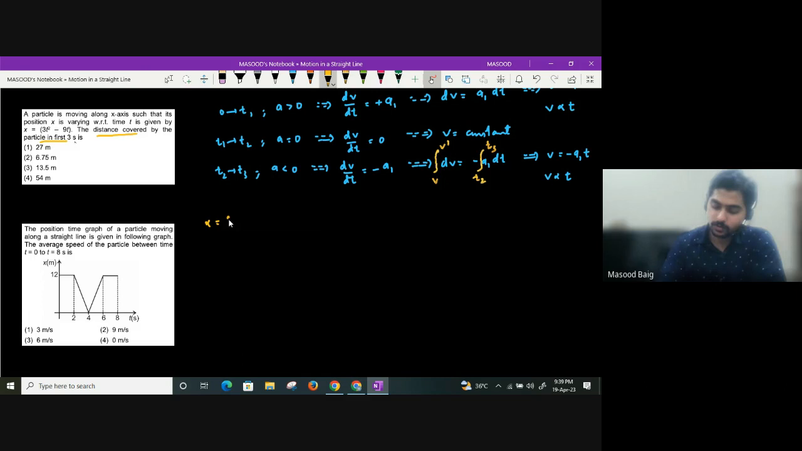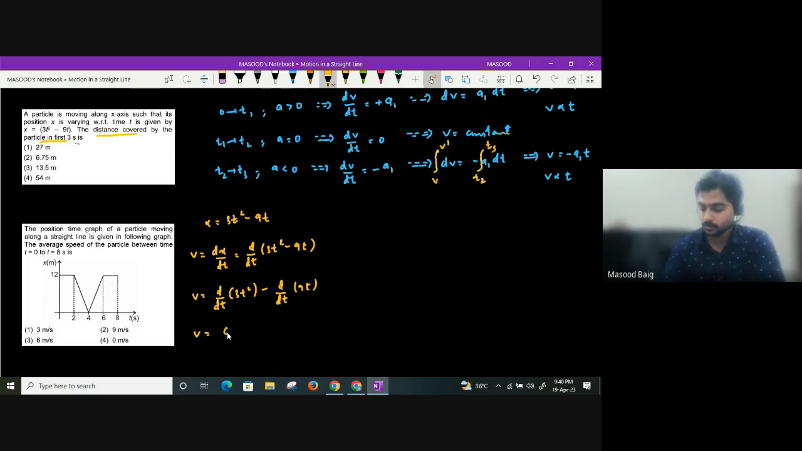X value we got 3t square minus 9t. So what will velocity be? Will it be dx divided by dt? So I can write it as d by dt of 3t square minus 9t. It is derivative in the form u minus v, so I can write it as derivative of u minus derivative of v. 3 is anyhow constant, t square derivative will be 2t. So I'll get it as 6t minus 9.